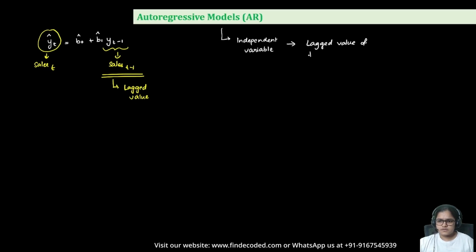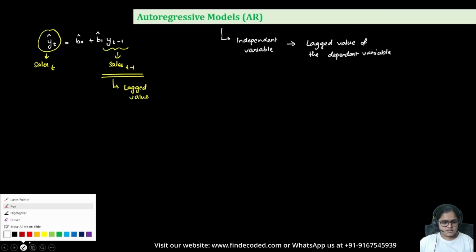of the dependent variable. That is why we are calling this model an autoregressive model. Auto means on itself, and regressive is basically regression. So regression on itself. Here I have sales and I am regressing sales on sales only. It's just that now I'm using the previous period's sales. The previous period's sales is the independent variable, and it is helping me forecast the current period's sales.